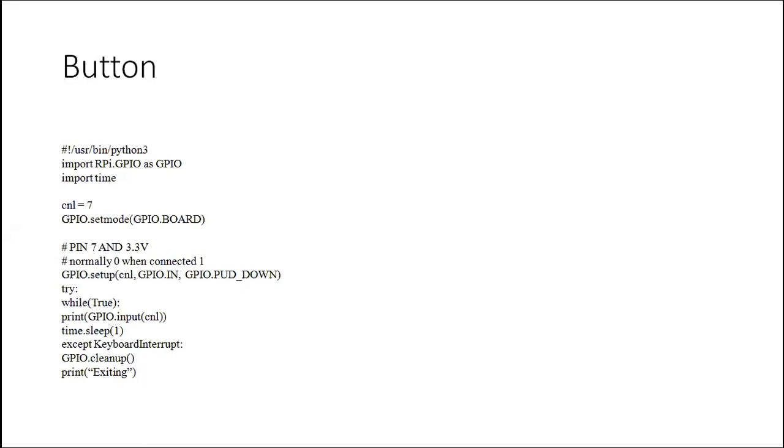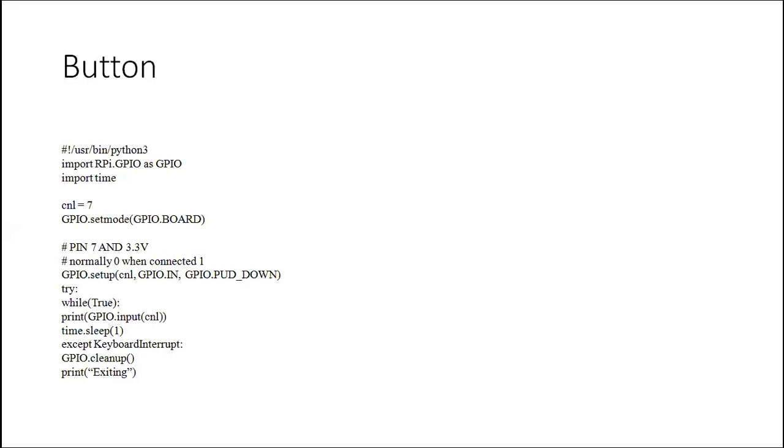Here, print of GPIO.input reads the input from the 7th pin. CNL is the 7th pin, and to the 7th pin we connected the push button. So it will print the status of the push button. If it is pressed, it will print 1. If it is not pressed, it will print 0. Like this, it will keep printing the status of your push button. In this program, we are just printing 1 or 0 based on whether the user is pressing the button or not.